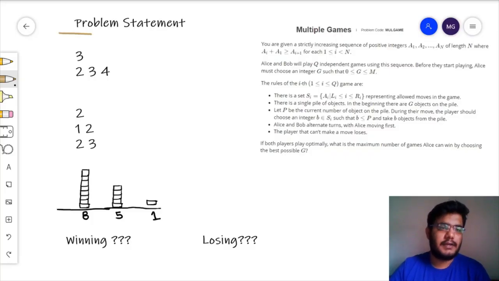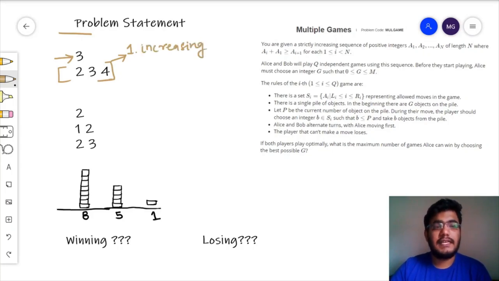Starting with the problem statement, we have a number n and an n-sized array. Now this particular array follows two properties. Firstly, this array is increasing in nature. That is, each next term will be greater than the previous element.